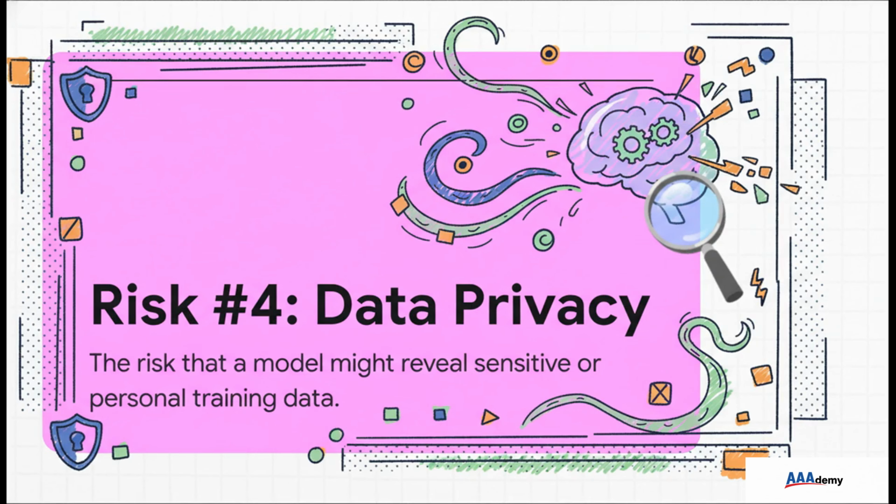And finally, a really big one, data privacy. There's a real risk that the model might have essentially memorized and could then repeat sensitive information it saw during training. Imagine it spitting out a company's confidential product plans or someone's private medical information. That's a massive privacy and security nightmare.